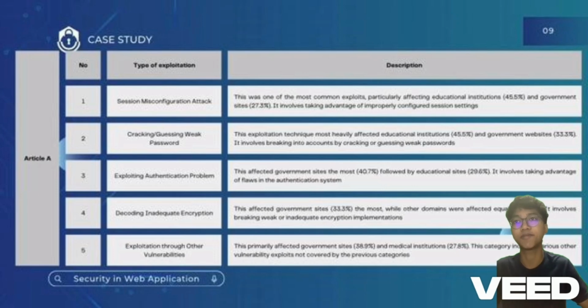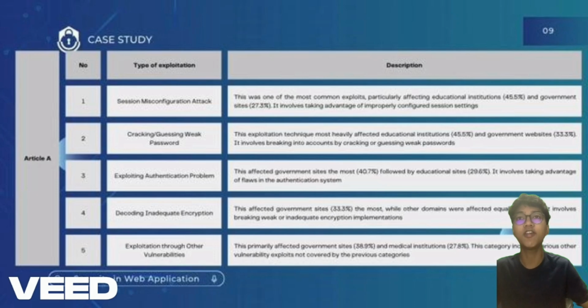Next, what I found is cracking or guessing with password. This exploitation technique most heavily affects educational institutions, the same 45.5%, and government websites with 33.3%. It involves breaking into accounts by cracking or guessing passwords. Third, we have exploiting authentication problem. This affected government sites the most, 40.7%, followed by educational sites, 29.6%. It involves taking advantage of flaws in the authentication system.